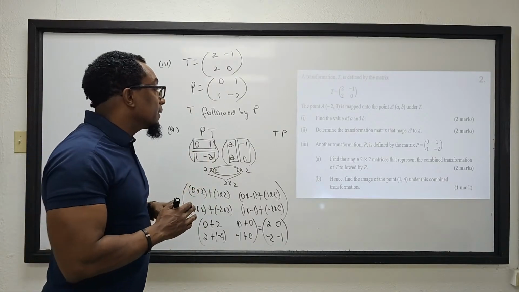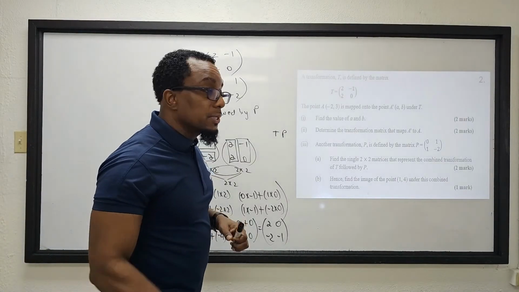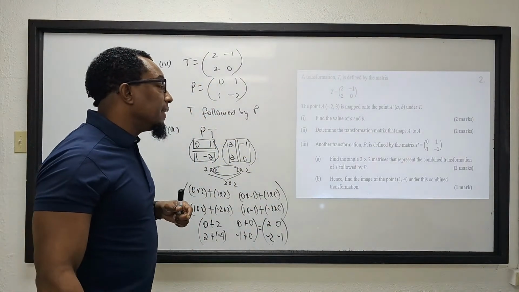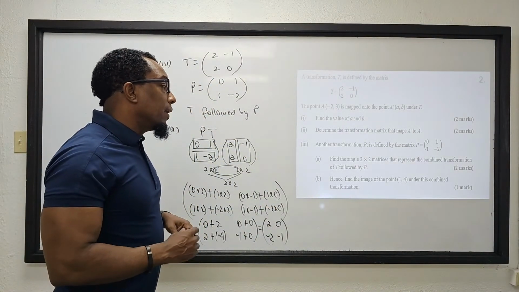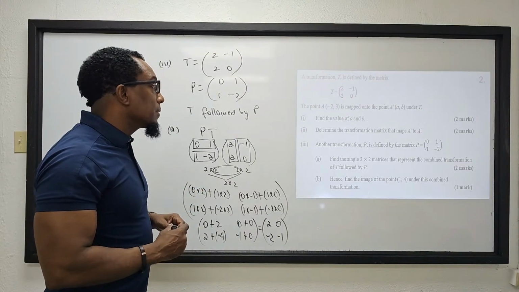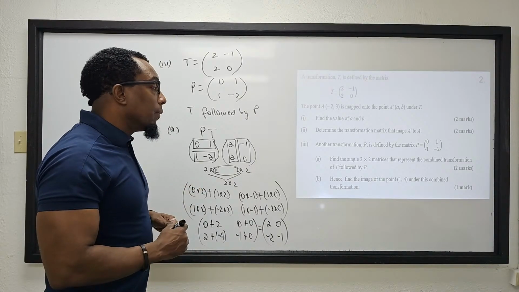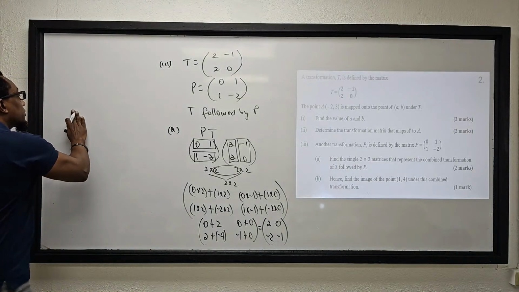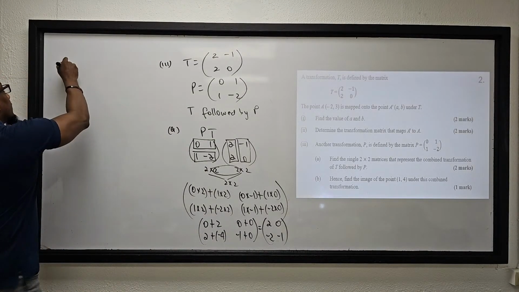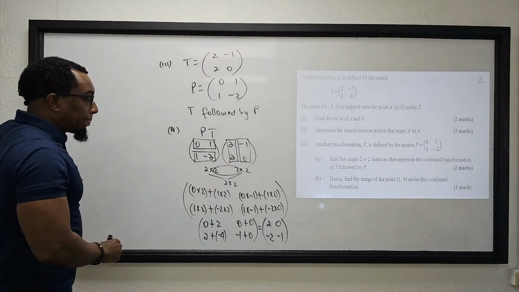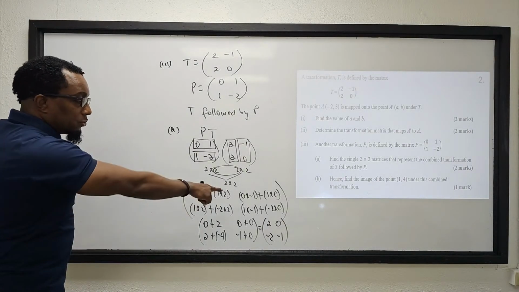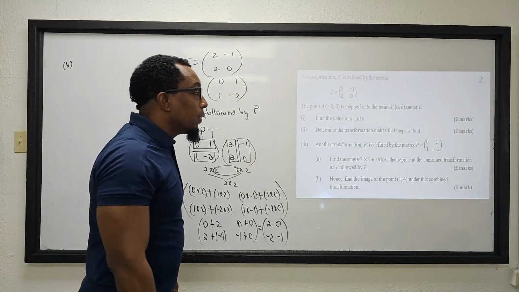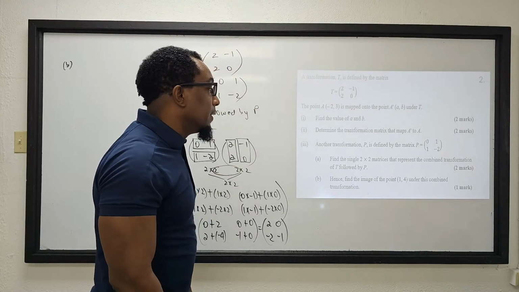Remember, we stated it as PT. Make sure P is written first, T after. And now we want to find the image of the point 1, 4 under this combined transformation. So what's the image of the point 1, 4 under that combined transformation? I'll write part B here. The image is simply found by multiplying our 2 by 2 matrix representing the combined transformation by the point 1, 4.